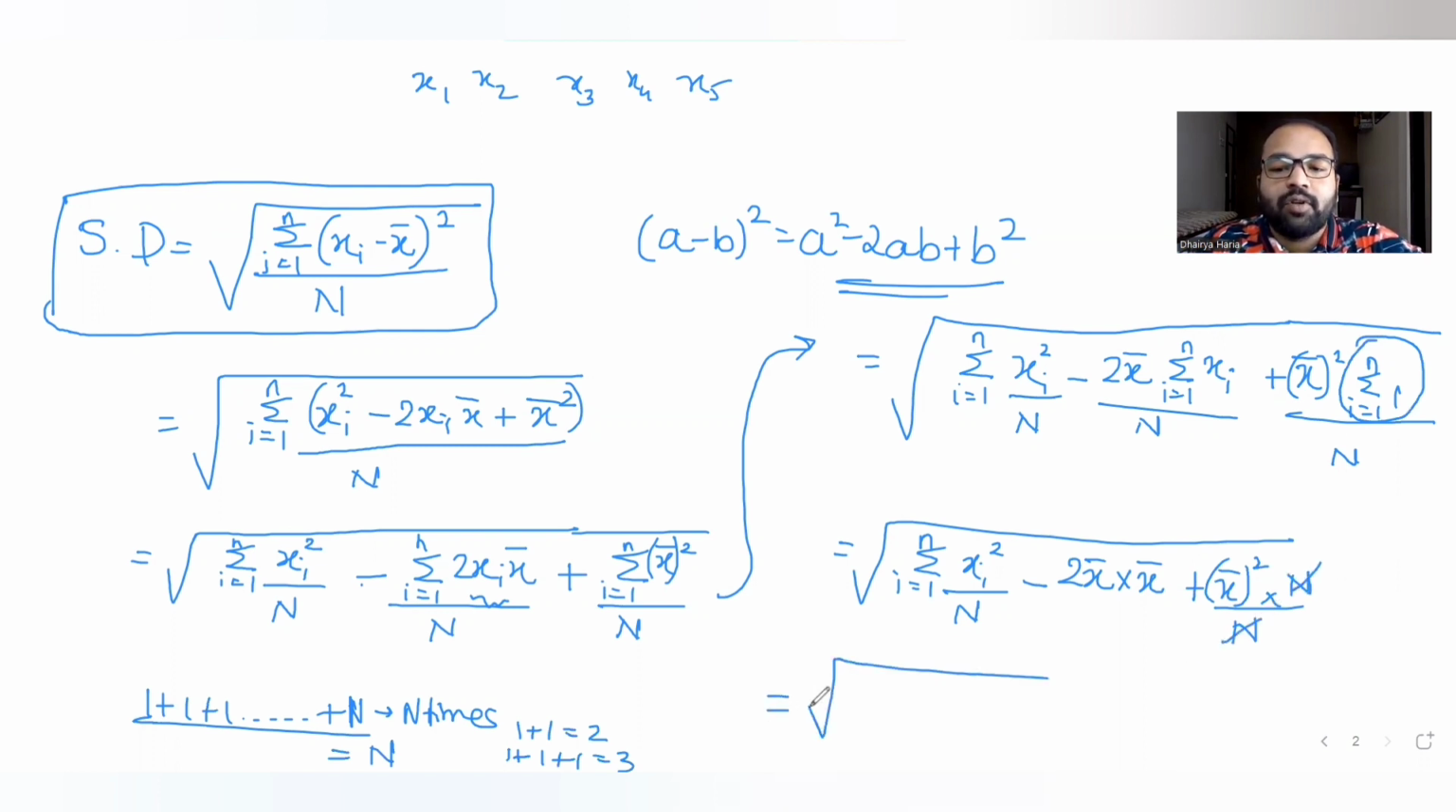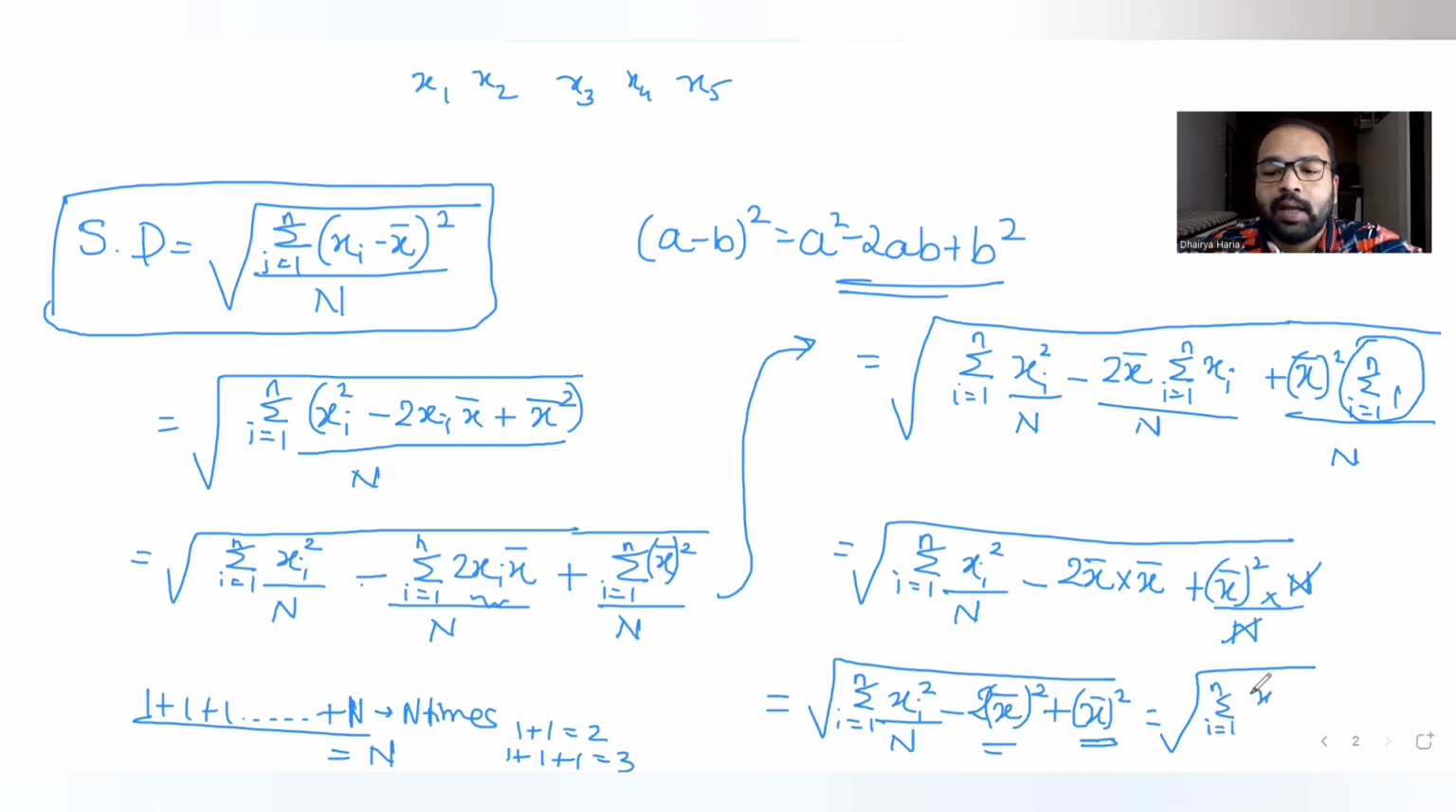So what I get further is summation i equals 1 to n xi square by n minus, this becomes 2x bar square plus x bar square. So minus 2 and plus 1, it is the square of the same mean, and it becomes summation i equals 1 to n xi square by n minus x bar square. Right? So this is the simple developed formula. I'll write it on the next page.